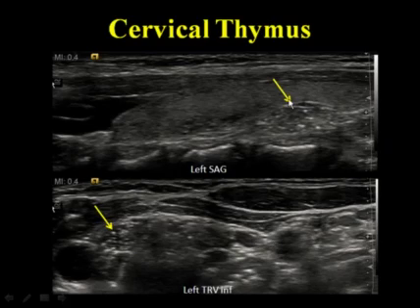So here's another image of cervical thymus. In this case, it's projecting posterior to the lower pole of the left thyroid lobe. In the transverse image, notice that this is the carotid. The jugular is compressed anteriorly, and this is projecting lateral to the carotid. So in certain circumstances, it could mimic a jugular chain lymph node.